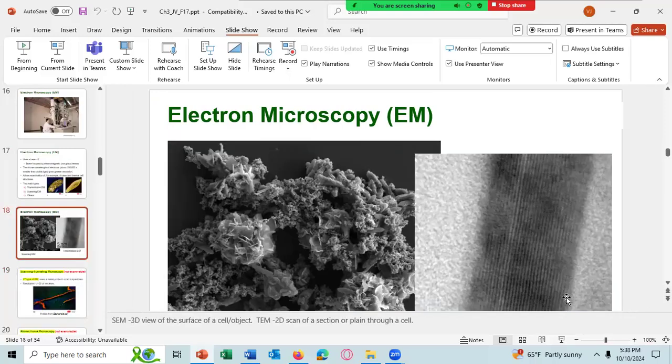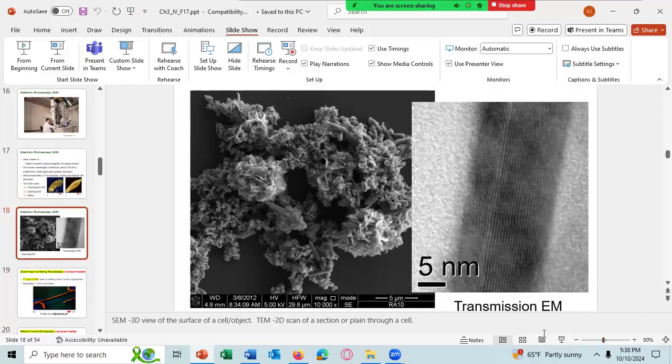All right, you will be quizzed on that. Here you're seeing two specimens again. This being a scanning electron microscope, and that being a transmission electron microscope. Anyone see a difference? All right.